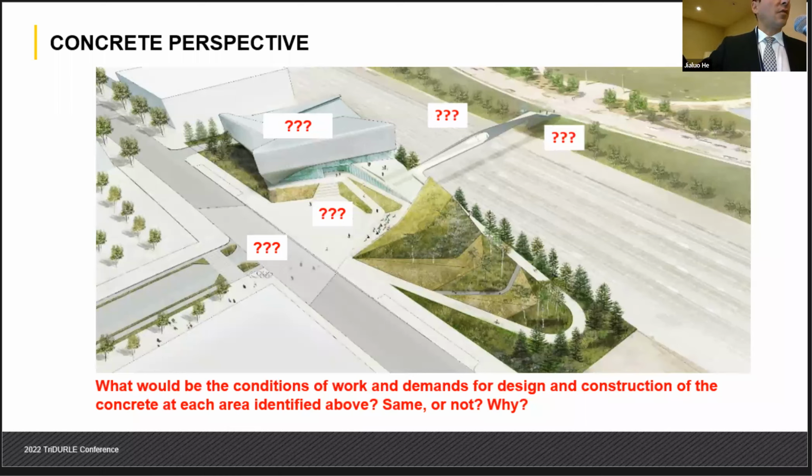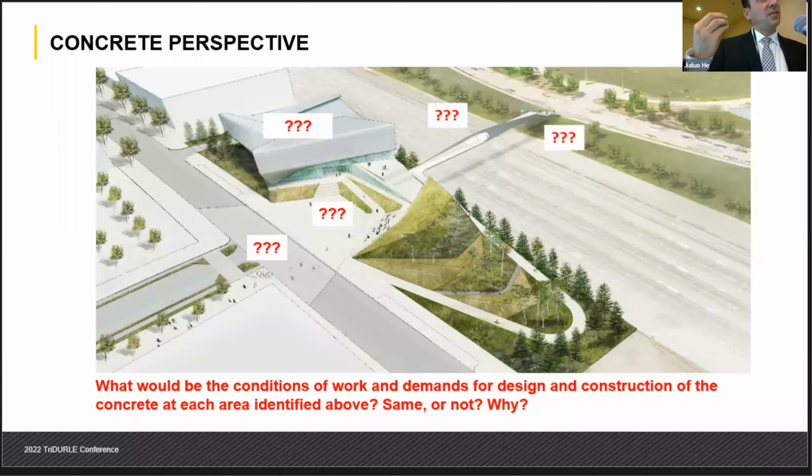But you can see all the question marks I have, and all I want you to think about is, what are all those different areas where the concrete is going to go, what type of design you're going to have, what type of specs you're going to have, what type of concrete materials you're going to use, right? And even what type of durability and service life considerations you need to have for all of them. They're not going to be the same, right?